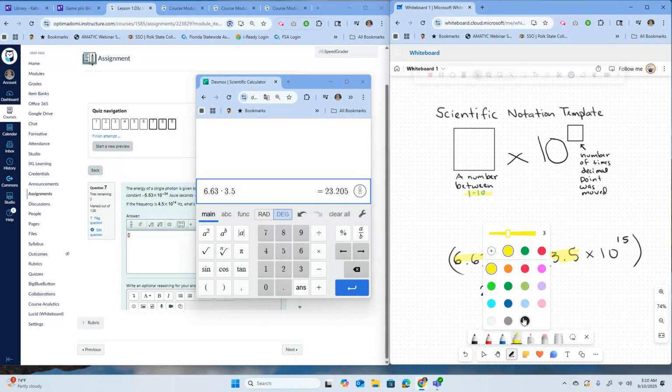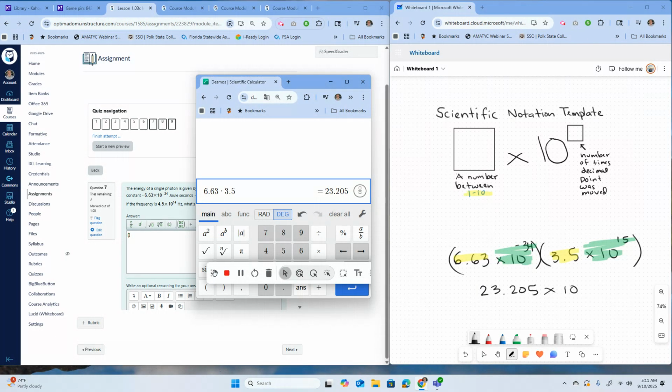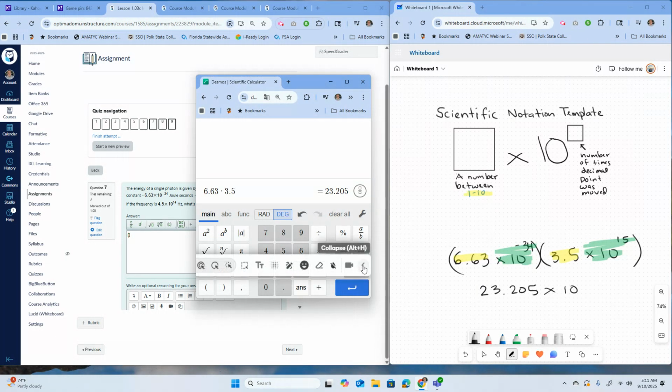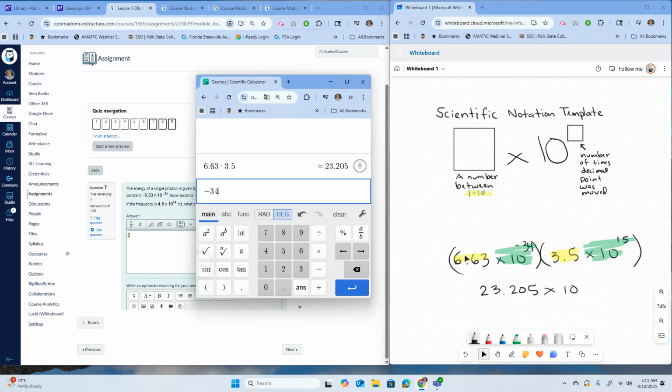And now we're going to multiply the powers of 10 with the powers of 10. So we're going to keep the 10, so times 10. When you multiply the powers of 10, what you're doing here is adding the exponents. So let's do negative 34 plus 15. That will give me negative 19.